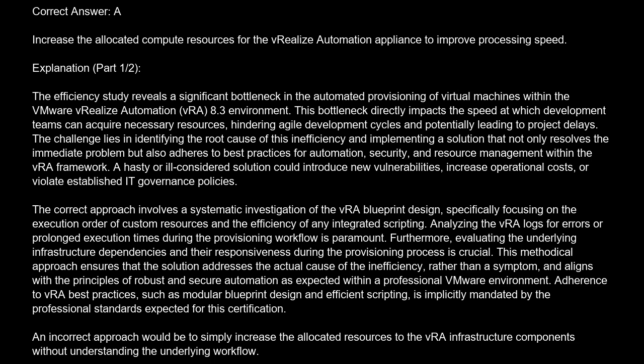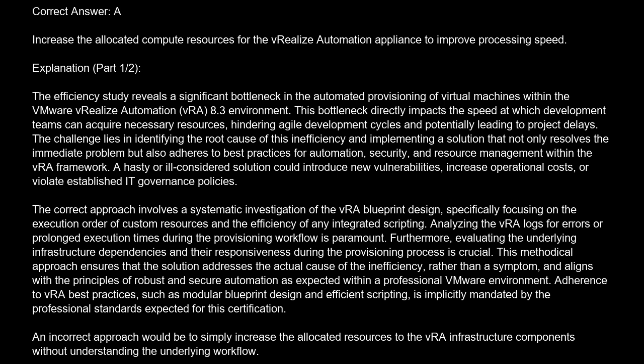Explanation. The efficiency study reveals a significant bottleneck in the automated provisioning of virtual machines within the VMware vRealize Automation vRA 8.3 environment. This bottleneck directly impacts the speed at which development teams can acquire necessary resources, hindering agile development cycles and potentially leading to project delays. The challenge lies in identifying the root cause of this inefficiency and implementing a solution that not only resolves the immediate problem, but also adheres to best practices for automation, security, and resource management within the vRA framework. A hasty or ill-considered solution could introduce new vulnerabilities, increase operational costs, or violate established IT governance policies.